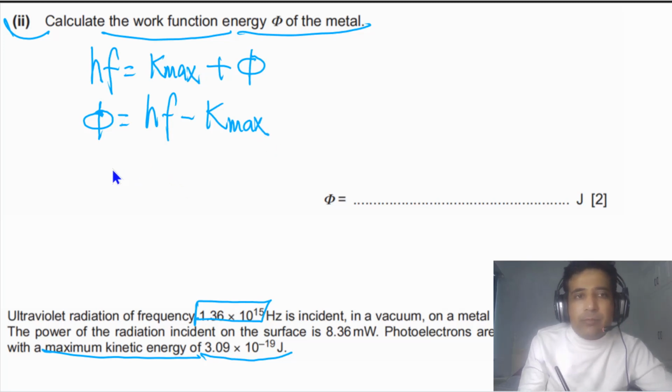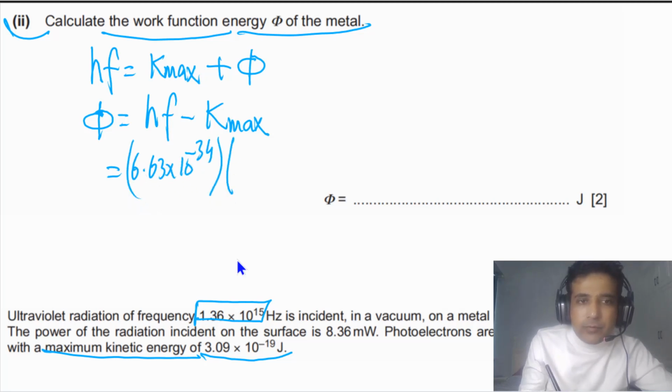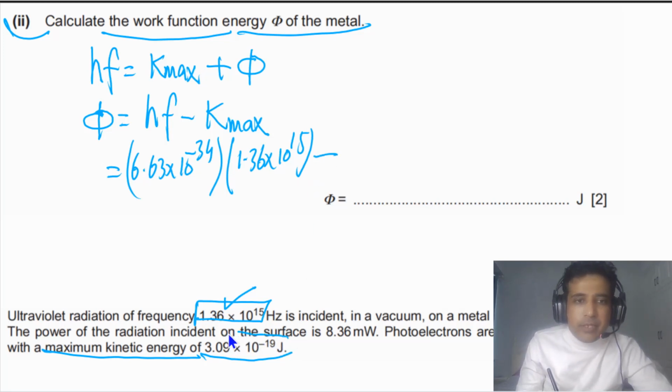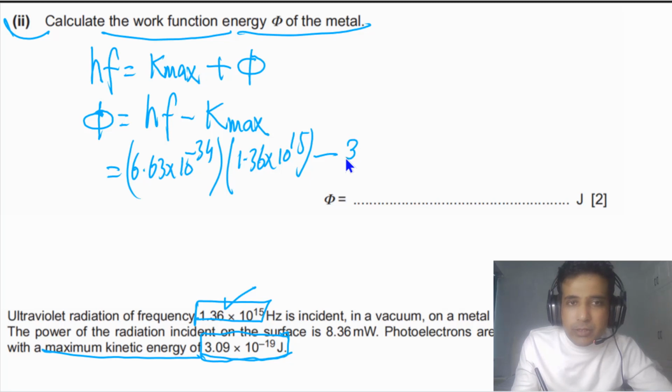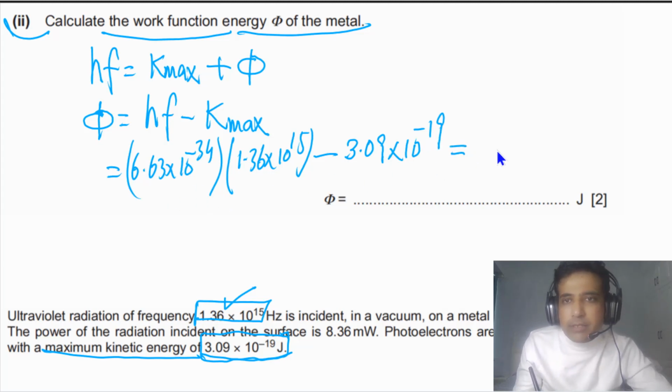So we have in this case h equal to 6.63 times 10 to minus 34, and the frequency of incident radiation, that is equal to 1.36 times 10 to 15, minus the maximum kinetic energy. This kinetic energy is given in joules, so simply we can use this one. If this was given in electron volts, you would have to convert into joules. So in this case, this is 3.09 times 10 to negative 19. Now if we solve, our final answer will be equal to 5.93 times 10 to minus 19 joules, and our answer has to be up to 3 SF.